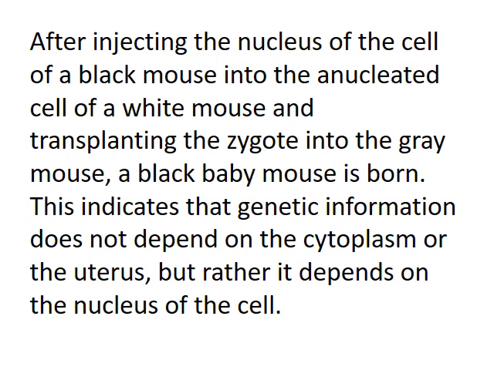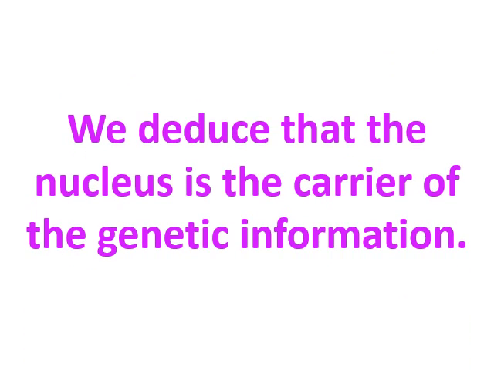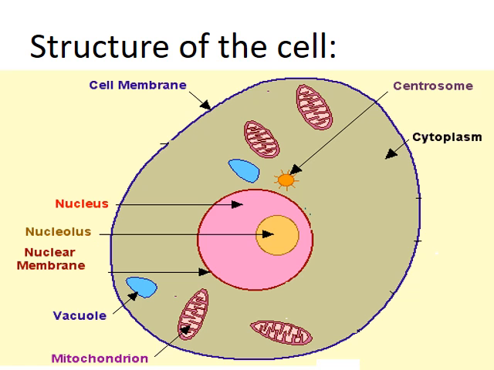A black baby mouse is born. What does this indicate? This is the interpretation. This indicates that genetic information doesn't depend on the cytoplasm of the white mouse or the uterus of the gray mouse, but rather it depends on the nucleus of the cell, which is from the black mouse. That's why we got a black mouse. We deduce here that the nucleus is the carrier of the genetic information.